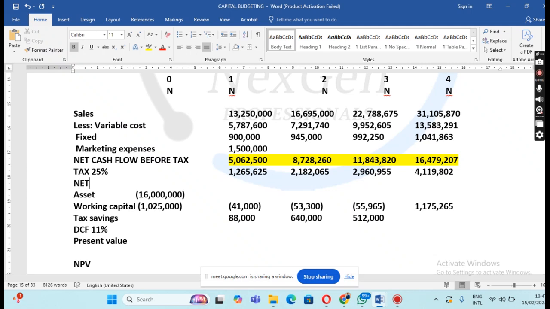So we can now have net cash flow. This tax savings is 800,000. Okay, thank you. So you can always correct it when I send the document to you. So next one that we have here is net cash flow after tax. So how do we get the net cash flow after tax? You minus this tax from your net cash flow before tax.